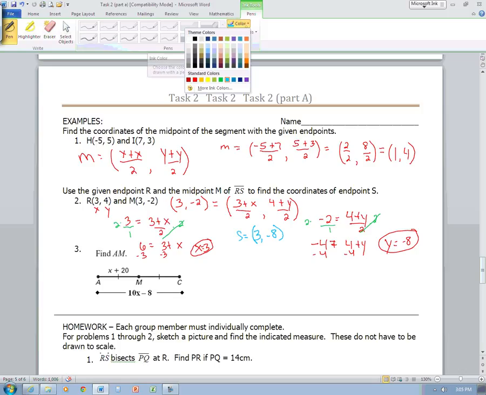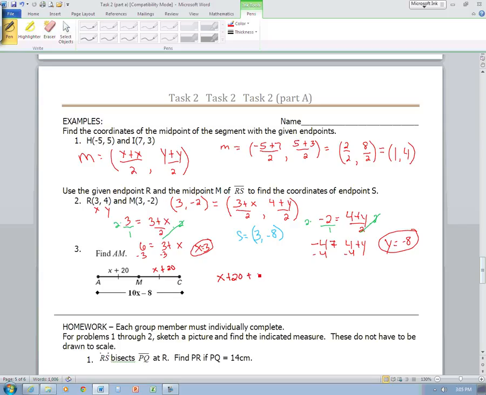Okay, and then the last problem, you know that this is x plus 20 from A to M, and so M to C would also have to be x plus 20. So I can set up the equation where I've got x plus 20 and x plus 20. And all that should add up to 10x minus 8. Some kids just write it with 2 times the quantity x plus 20, and it's the same thing. You double the x plus 20. Either way, you're going to combine the like terms and get 2x and 40. And that would equal 10x minus 8. And then you just solve the equation.